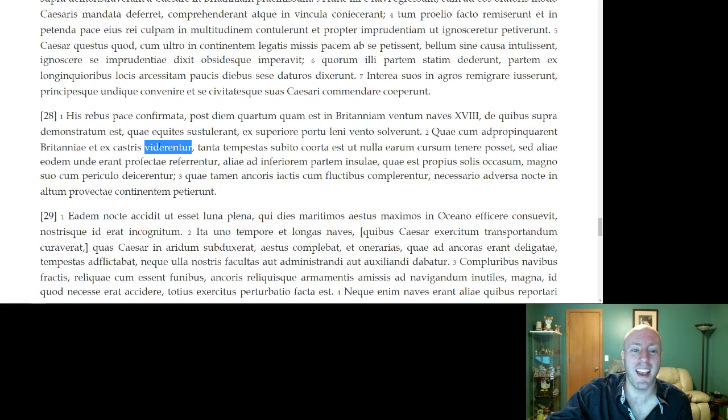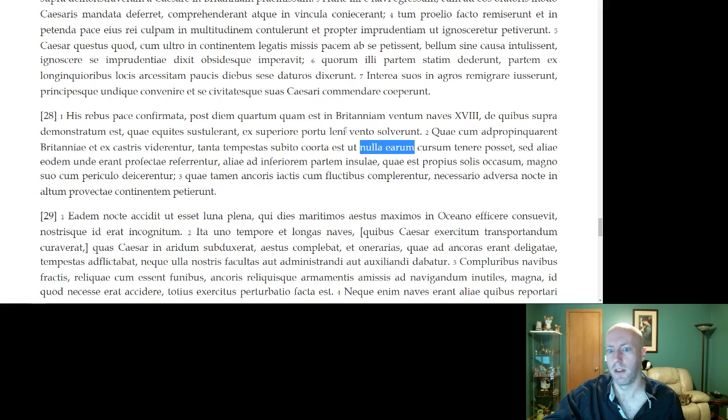So when they were approaching Britain and when they were seen from the camps, so they are so close to the shore that you can actually see them from the camps. When that was going on, tanta tempestas, such a tempest, such a storm suddenly arose, coorta est, deponent verb, such a storm suddenly arose that, and we get a result clause after tanta, such a result that none of those boats, right, and again, feminine, so none of the boats were able to hold their course. They were not able to kind of make their way to the island, right?